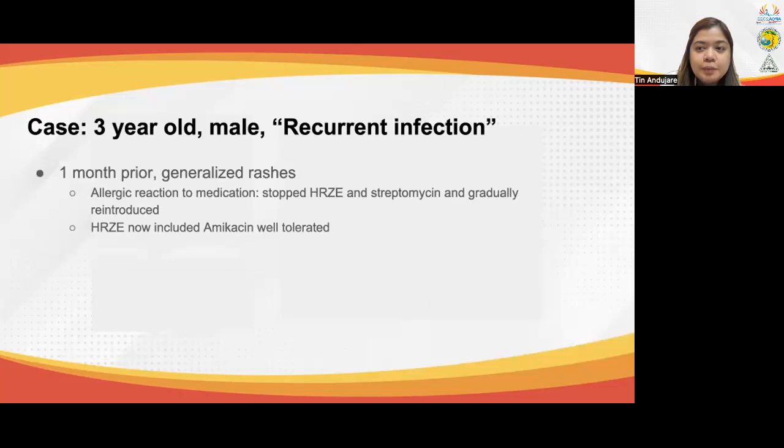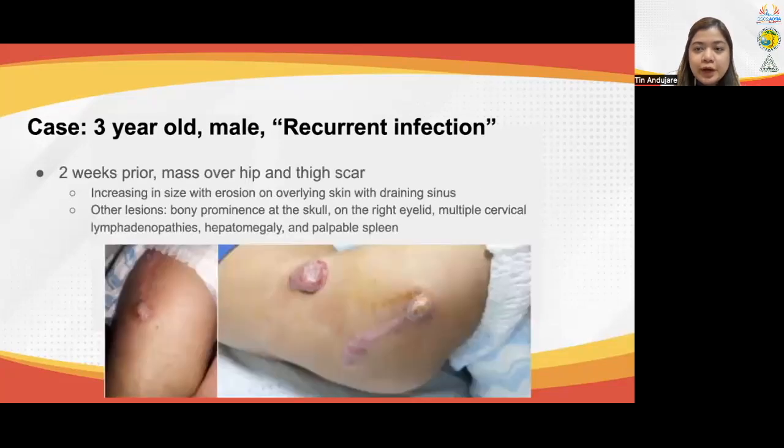1 month prior, the patient developed a generalized rash, which was thought to be an allergic reaction to the medications, prompting the HRZ and streptomycin combination to be stopped and gradually reintroduced. Eventually, the medication was shifted to HRZ with amikacin. 2 weeks prior, a mass was noted to be growing on the scar of the hip and gluteal area. The mass was noted to be increasing in size with development of erosions on the overlying skin, as well as a draining sinus.